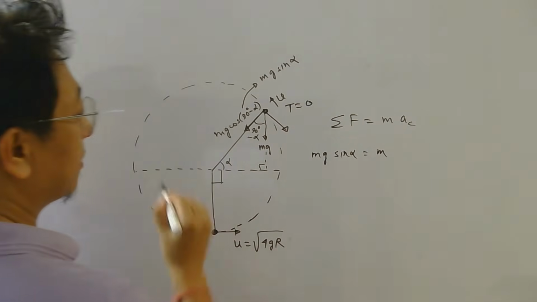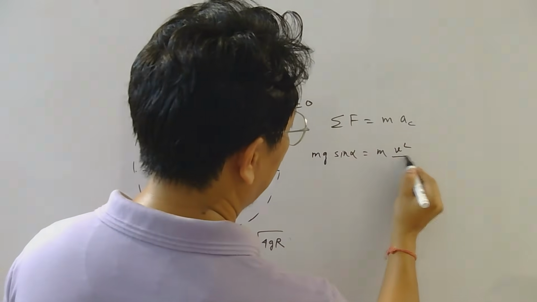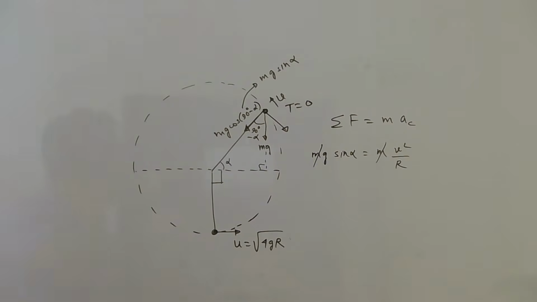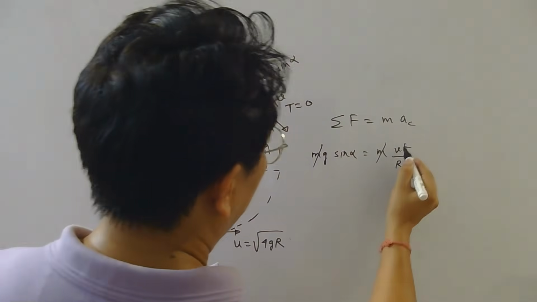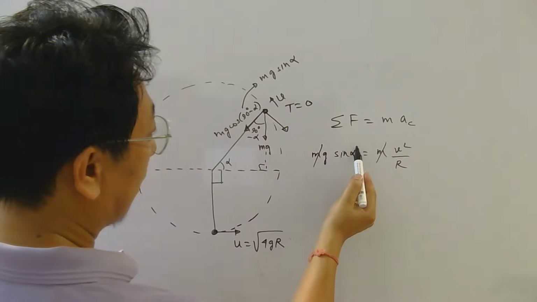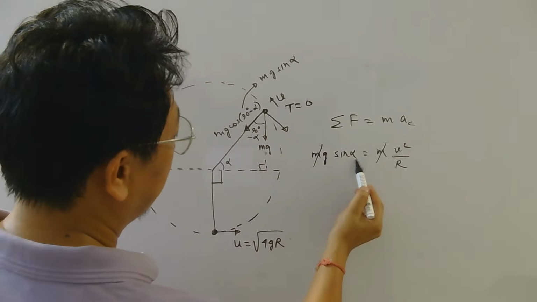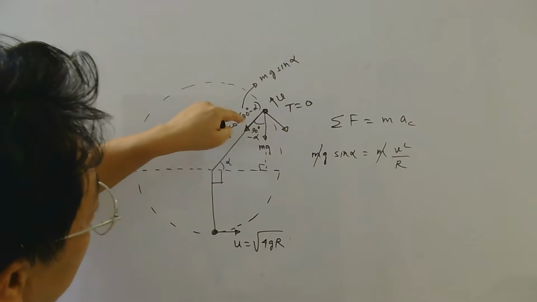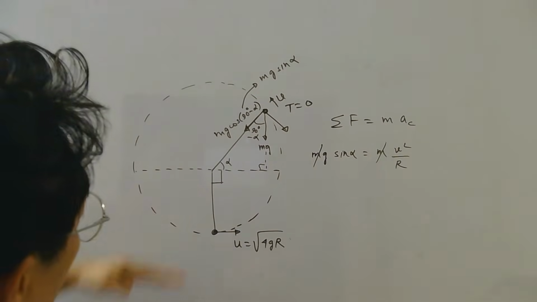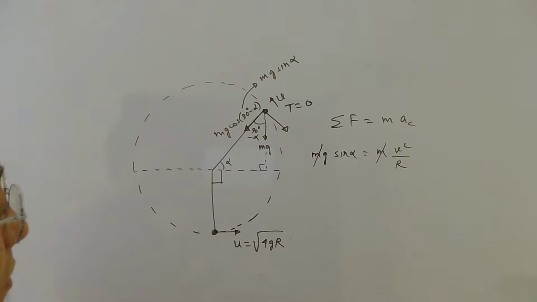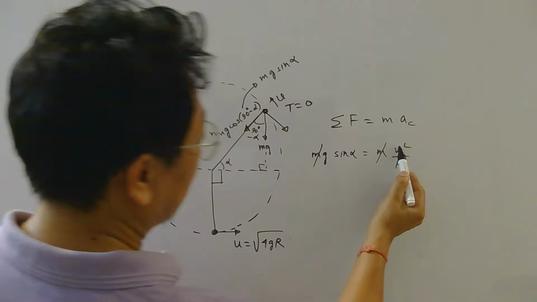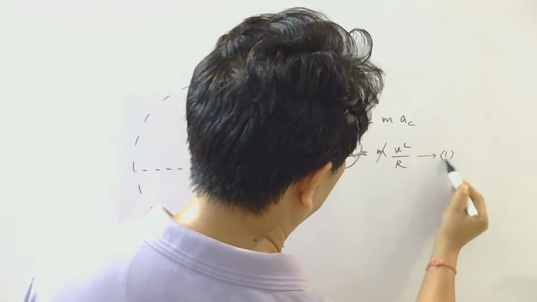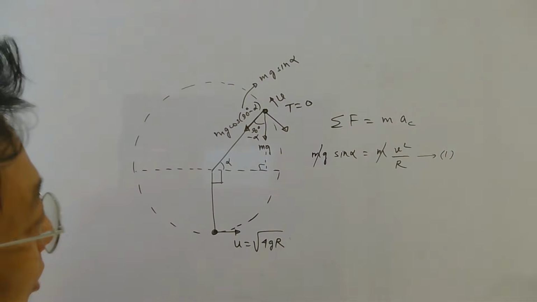And centripetal acceleration here is what? v square by radius. m gets cancelled. So now we have to find this, because we have two unknowns. Alpha is what we are trying to find, because we want to know the position of this string at which the tension here becomes 0. So we want to know this angle. So v is also unknown, alpha is also unknown. So we need one more equation. How to get one more equation?